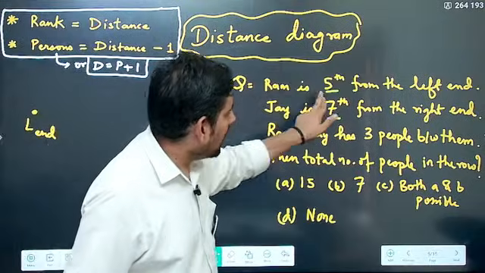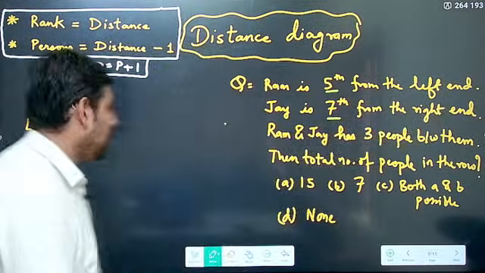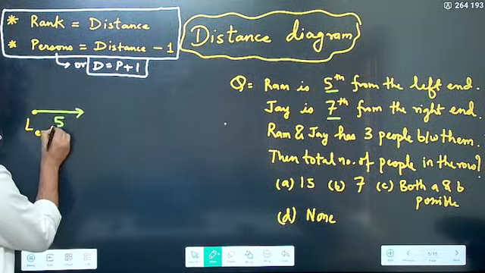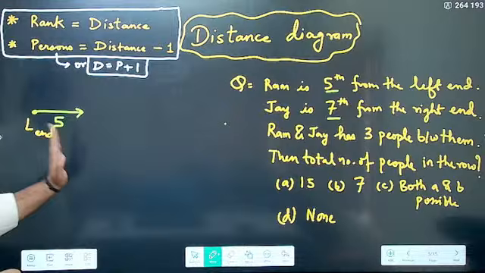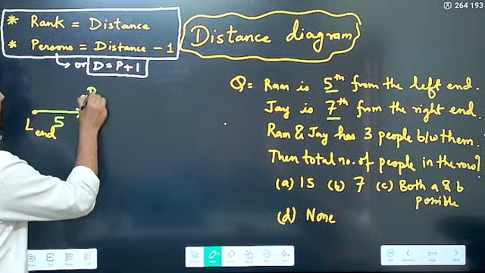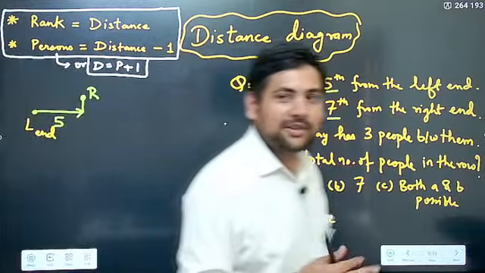So it says Ram is fifth from the left end. So you start from here, you go here. What is this length now for the distance? 5. Now let's draw Ram also. So this is Ram. Okay, very clearly looking like Ram.